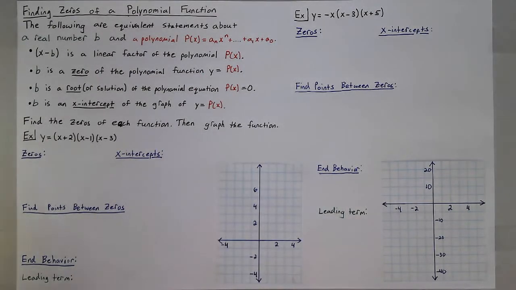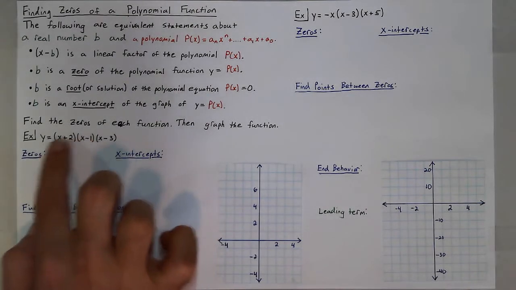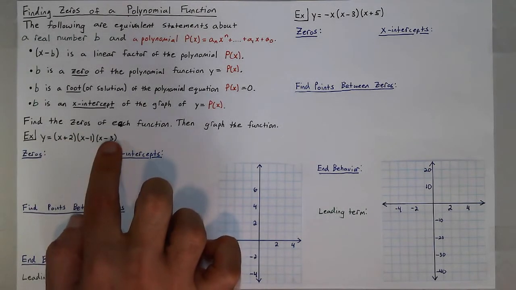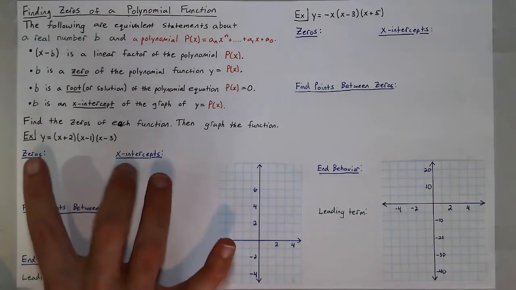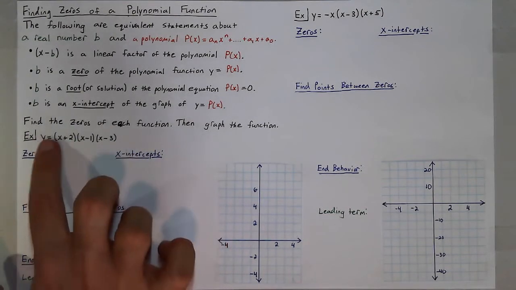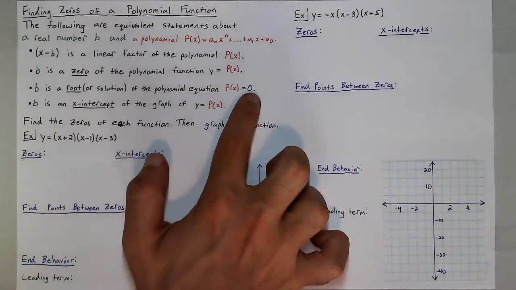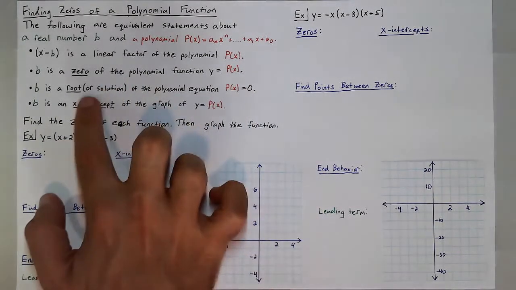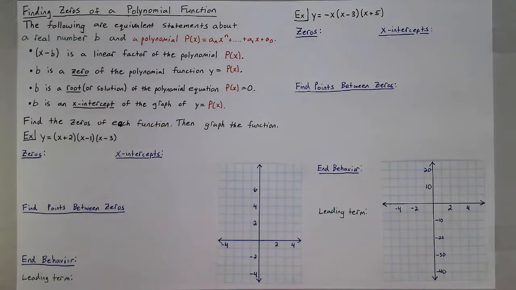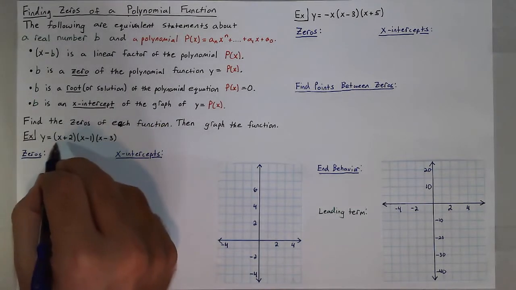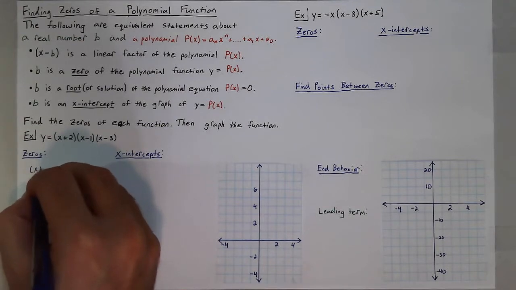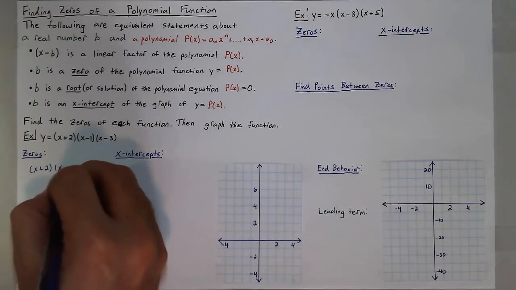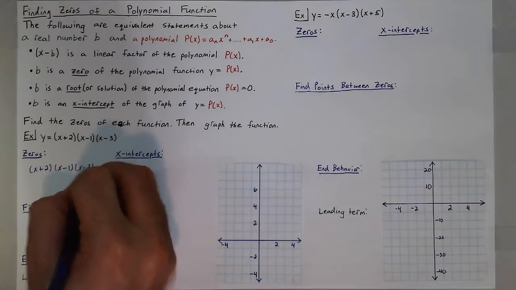So for this next one, we're going to find the zeros of each function and then graph the function. I've already gone ahead and factored the polynomials for you. We're just going to find the zeros and the x-intercepts. The way you find zeros and x-intercepts is to take your polynomial and set it equal to 0 and solve that equation, meaning find the roots of that equation. So in order to find the zeros of this function, I'm just going to set x plus 2 times x minus 1 times x minus 3 equal to 0 and solve.